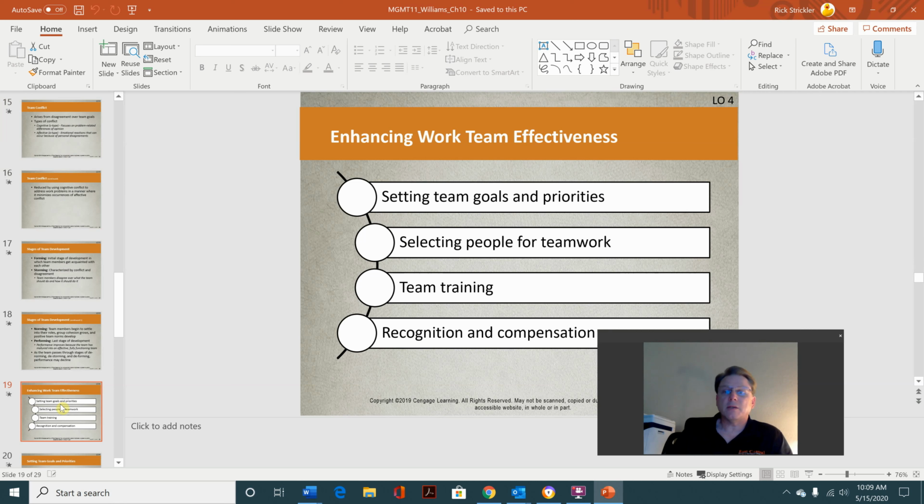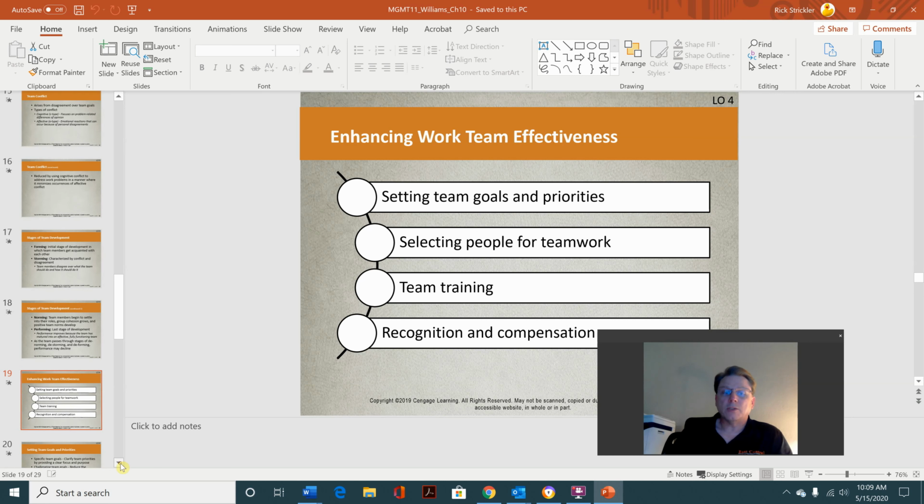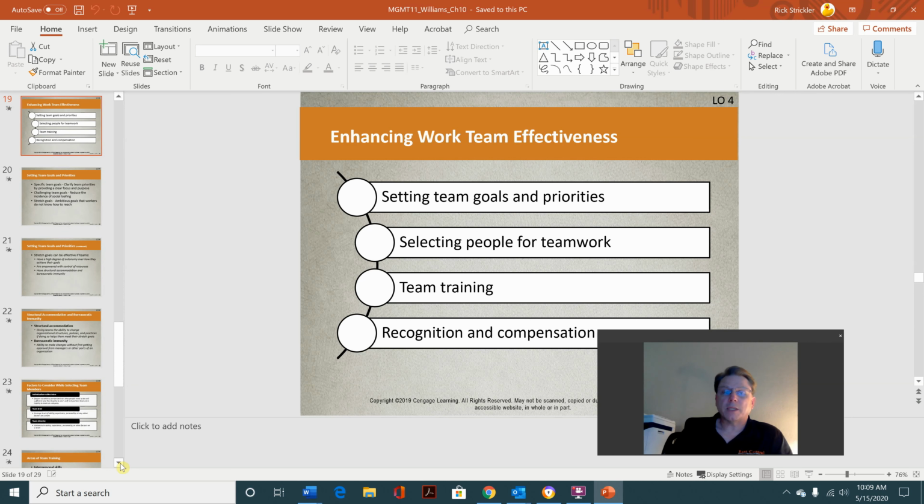Let's see if we could come down here. Enhancing work team effectiveness involves setting team goals and priorities, selecting people for teamwork, team training, and then recognition and compensation. And again, it should be equal to performance. That's a problem you can see if you're watching The Last Dance about Michael Jordan. Scottie Pippen had that problem where the compensation wasn't even close. He was one of the lowest paid players in the NBA when they had already won all those championships.